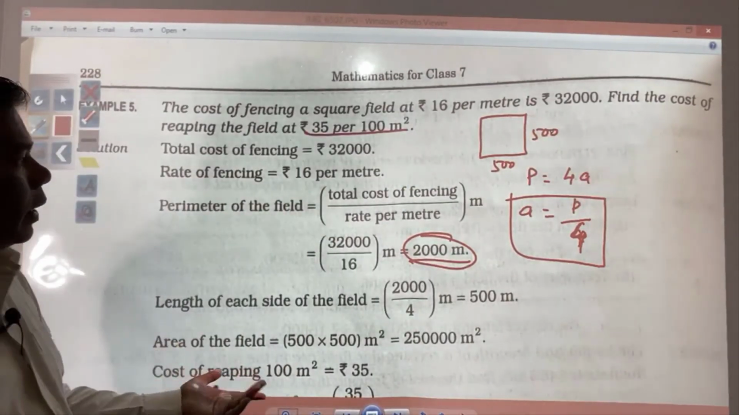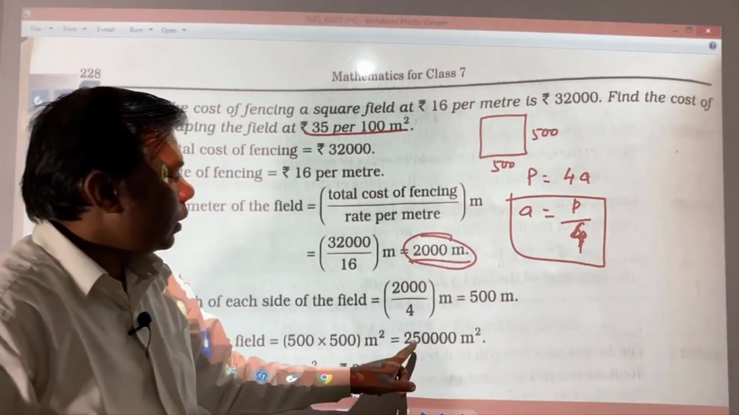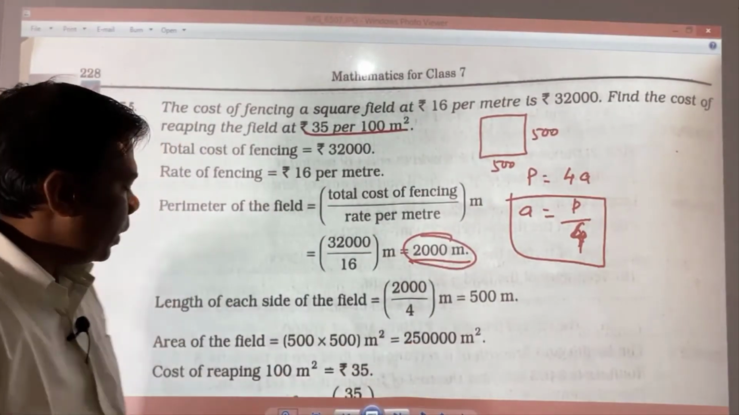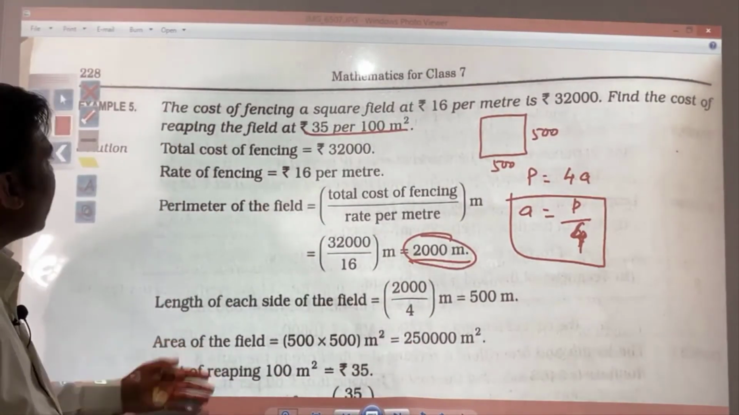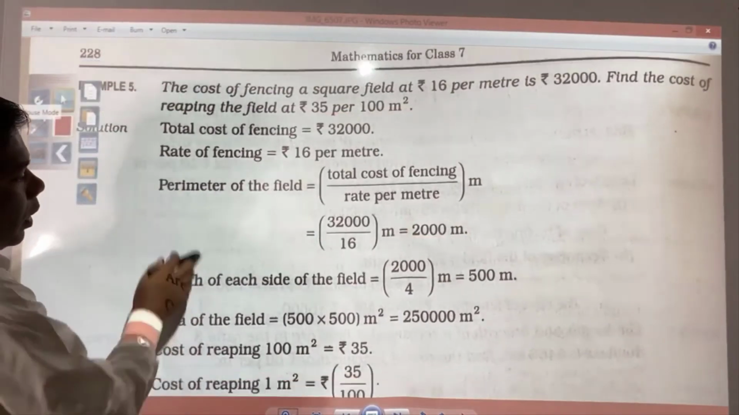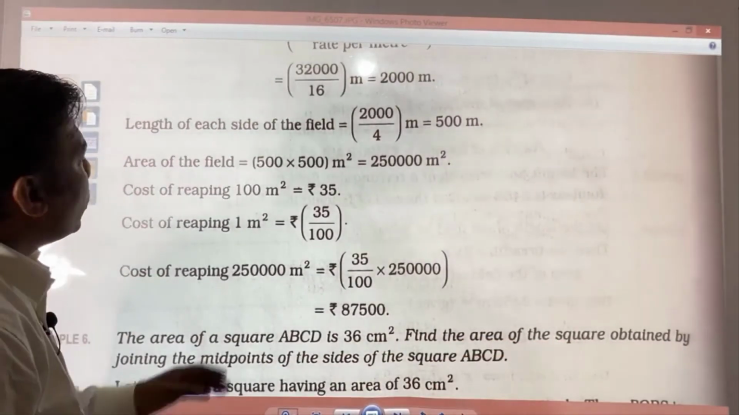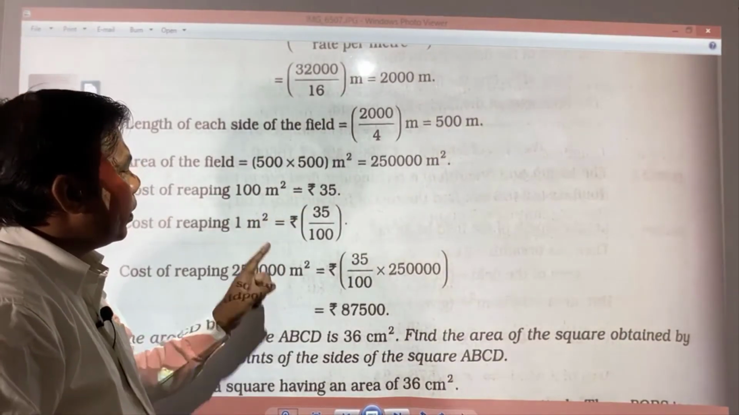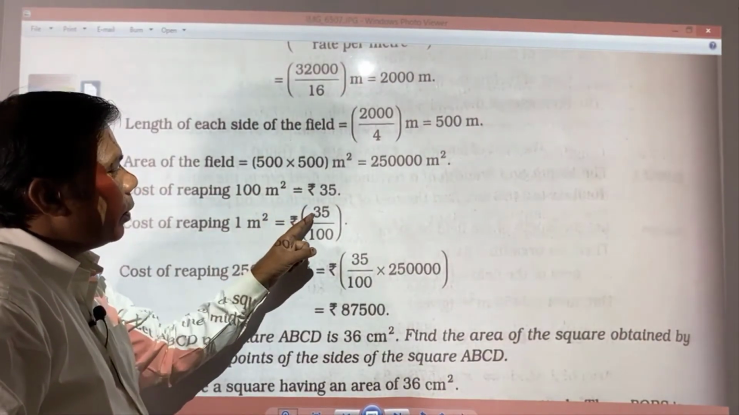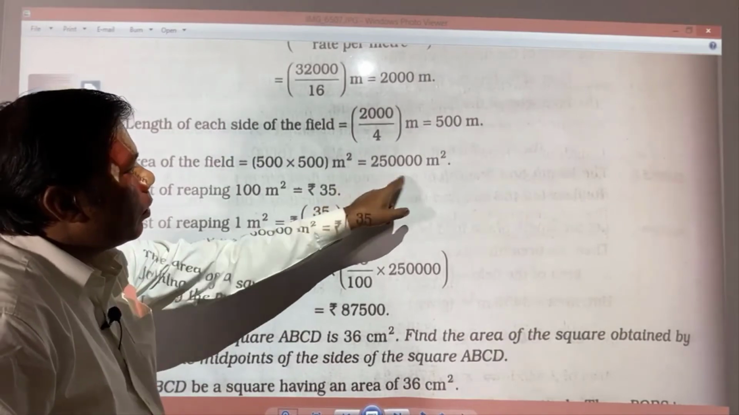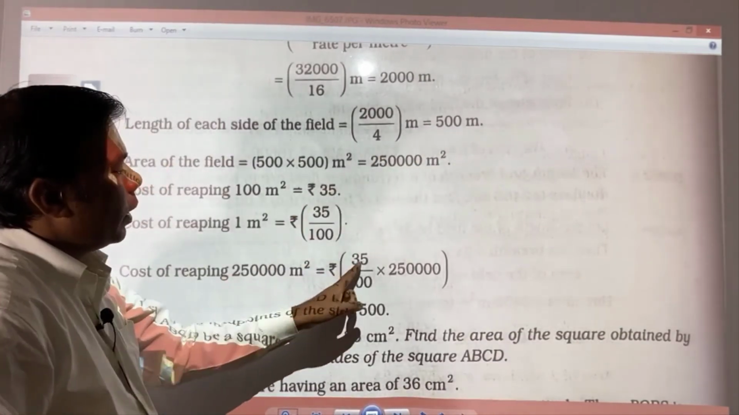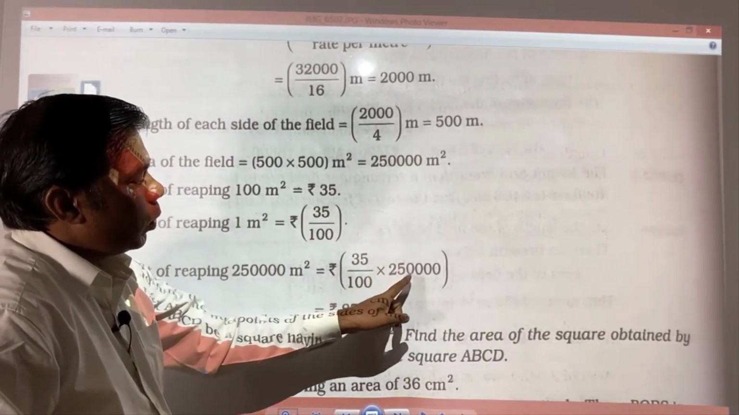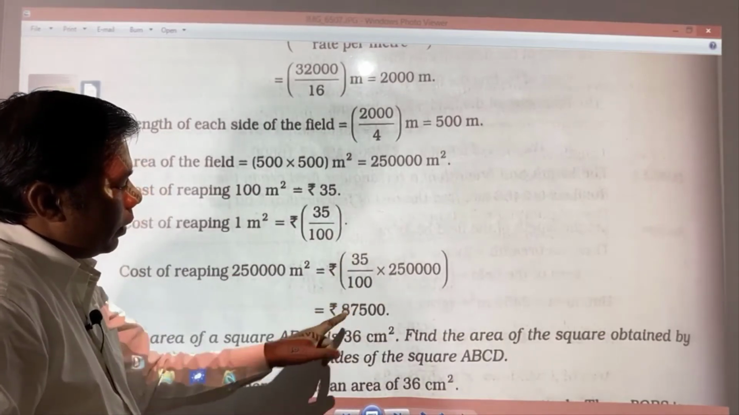Now area you can find out, A into A, and that is 2,50,000 meters square. And cost of reaping, now we have got area. Cost of reaping is 100 meters square equal to 35 rupees. So 1 meter square will be 35 by 100, and therefore in this area you will be having 35 by 100 into 2,50,000. Then you simplify, you will get the answer.